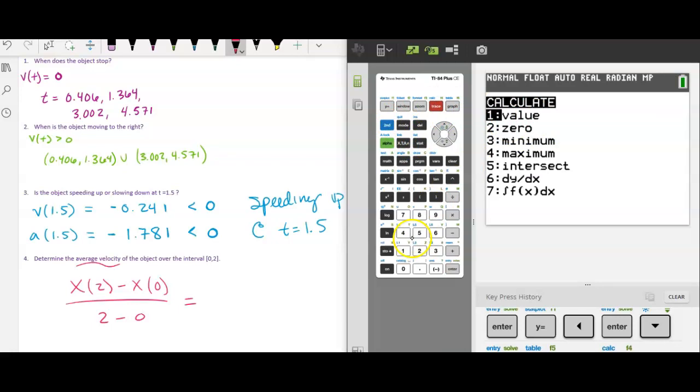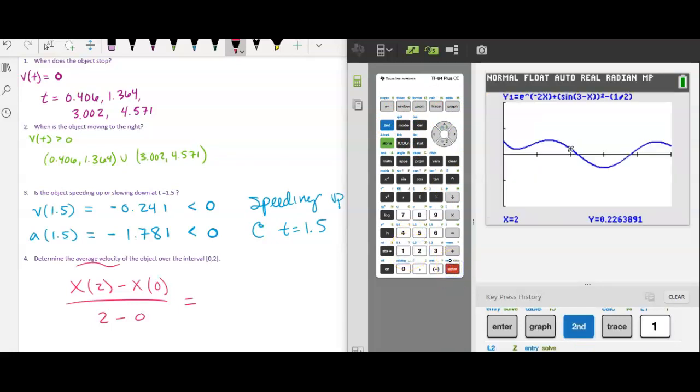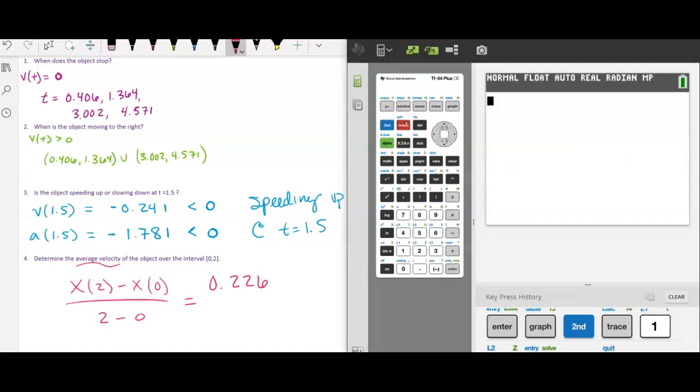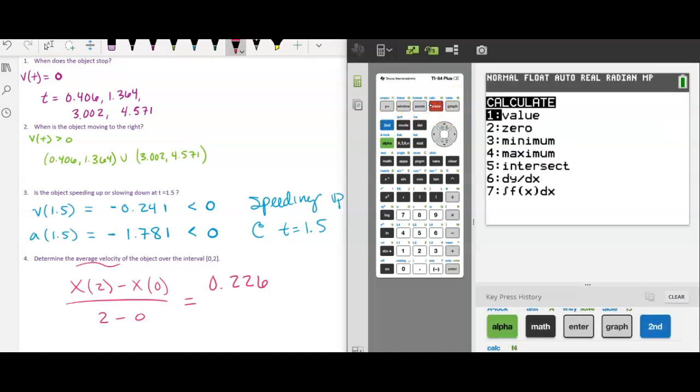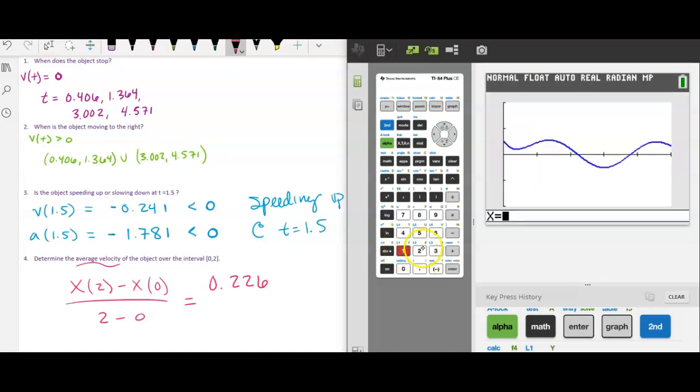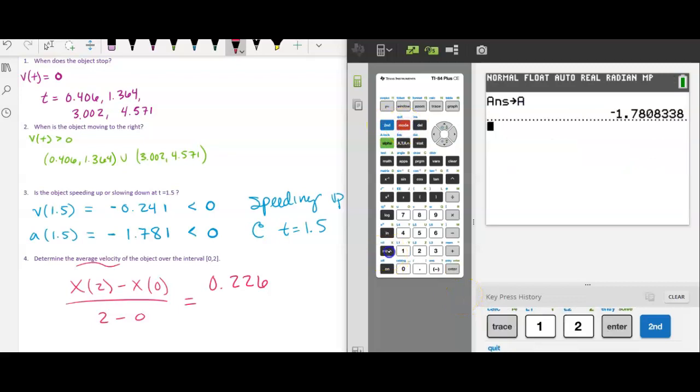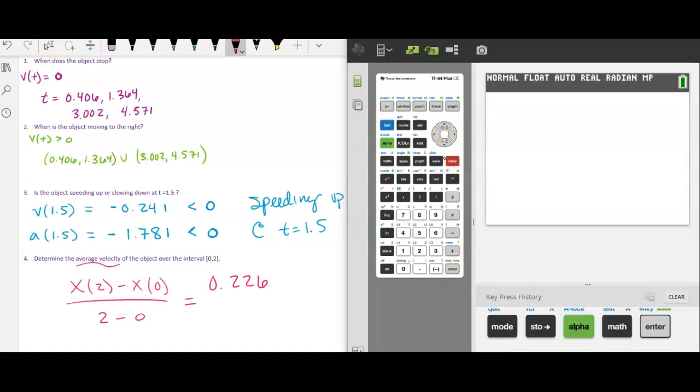So the y value at x equals 2 is 0.226. And I'm going to store that value so I'm not rounding in the middle. So I'm going to go to store, and I'm going to store it as A. Oh, no, that isn't it. Try that again. Graph. We need to find the value at x equals 2. Second quit, store as A. Nope, not working for me. Okay, so it's not storing that value there, so I'm going to do another method here.